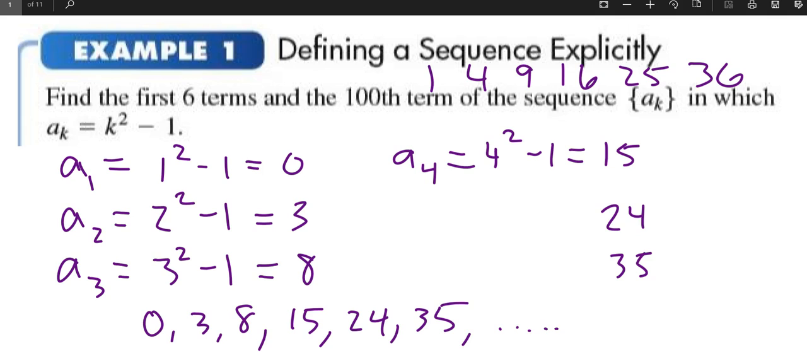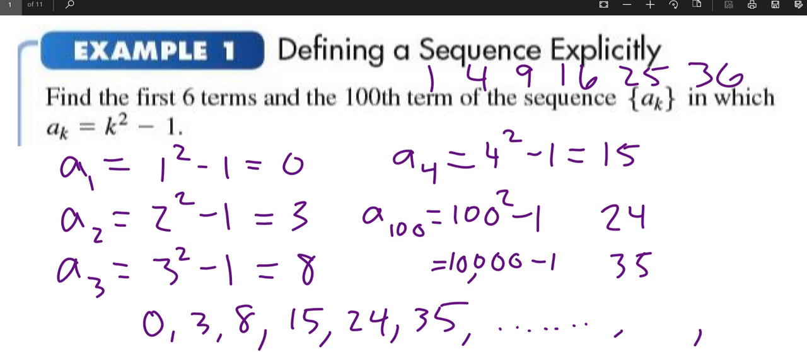Now, there's a lot of terms. Somewhere out here is the 100th term. How am I going to figure that out? Same way we figured out the other ones. A sub 100. 100 squared minus 1. Well, that's 10,000, right? Because there's 4 zeros and a minus 1, so 9,999.